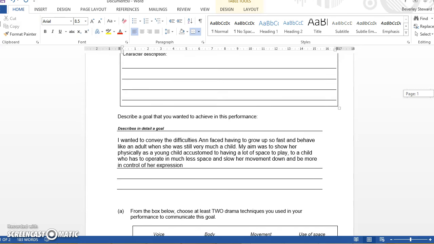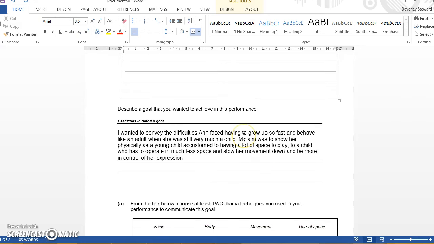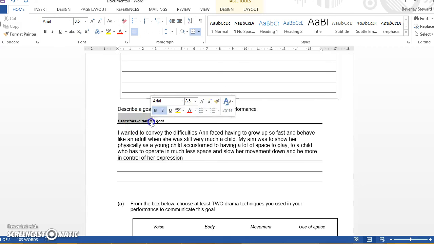Now, this is the part where I'm aiming to go for excellence, and this is where I'm going to describe a goal that I wanted to achieve in the performance, and I need to do it. It says here, describes in detail. Okay, so here's a detailed goal. I wanted to convey, what I mean show, the difficulties Anne faced having to grow up so fast and behave like an adult when she was still very much a child. Now, if you were just saying that, then I'd be expecting you to possibly get an achieve for it.